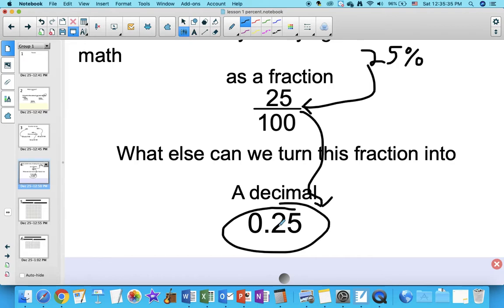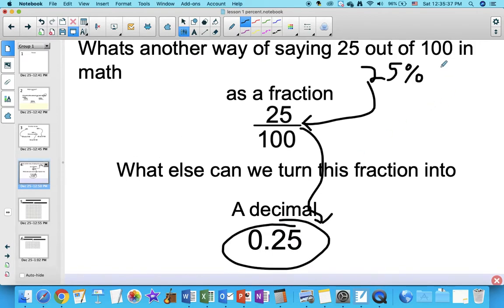So if I said you earned 25 out of $100, I can also say you've earned 25% of the total money you could get. As a fraction, you've earned 25 out of $100, basically saying the same thing. Or you could also say you've earned 0.25 of the total amount of money you could get. And so all three of these represent the exact same thing.